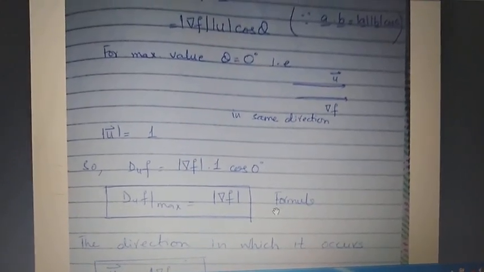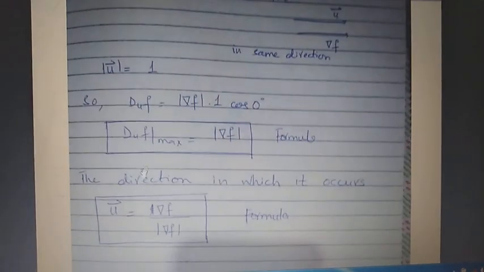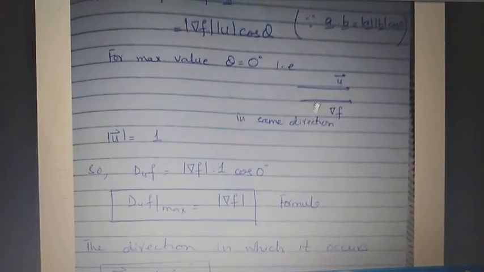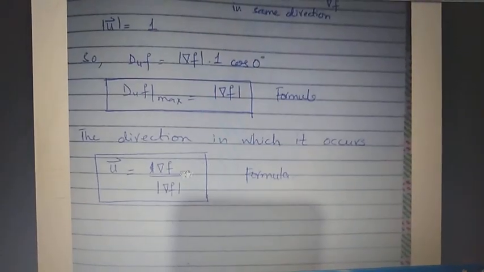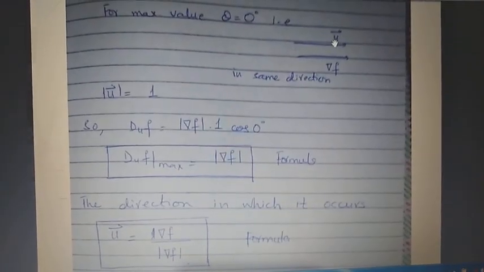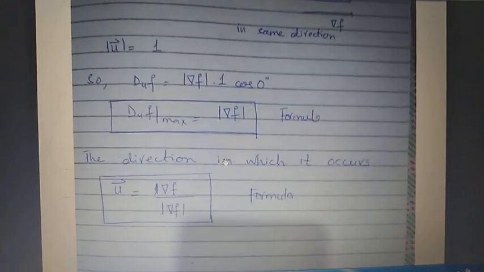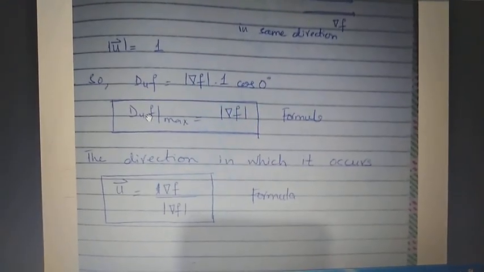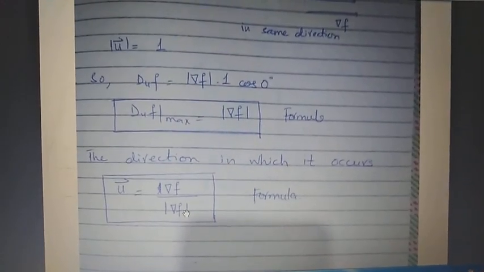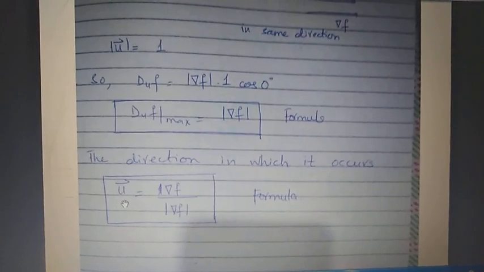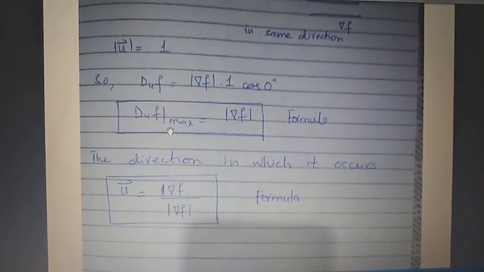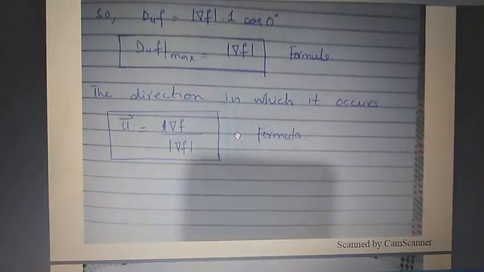That's the formula. Now in which direction do you get the maximum value of the directional derivative? Both vectors are in the same direction. So the direction is written with the vector u. The gradient and the unit vector are in the same direction. So the direction in which the directional derivative is maximum is vector u equals the gradient of f over its magnitude. That is the formula for the direction in which the maximum value occurs. And what is the maximum value of the directional derivative? That is the magnitude of the gradient of f.